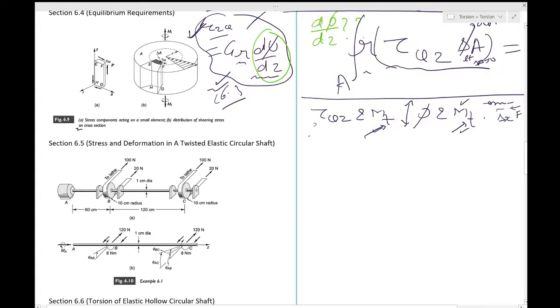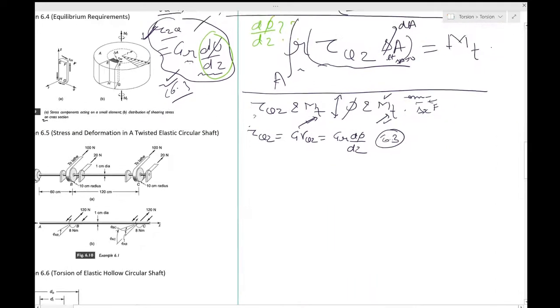Now if we substitute tau theta z from 6.3, which was Hooke's law, into the equilibrium equation, which is 6.4, let me just write 6.3. Tau theta z is equal to G gamma theta z, which is equal to G r d phi by dz. So this was 6.3. All other stress components were 0, and 6.4 was over here. This was 6.4.